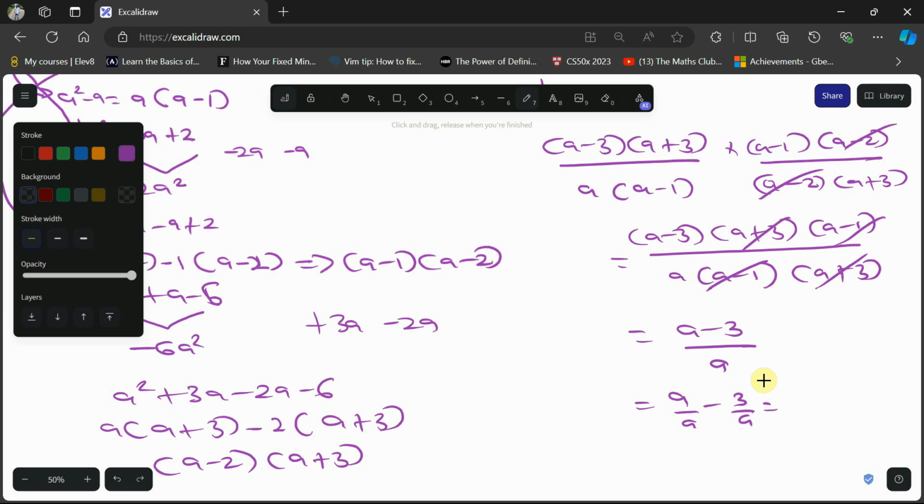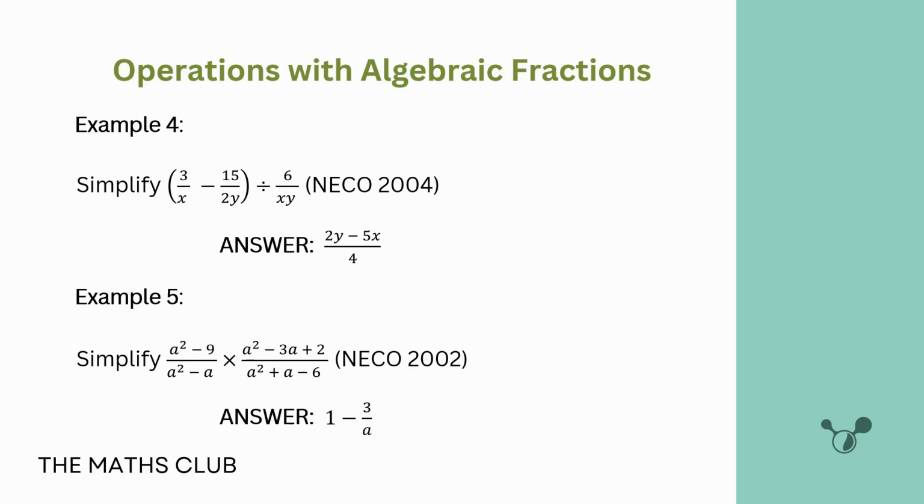This is the same thing. A divided by a is 1 minus 3 over a. So either leave the answer in this form or leave the answer in this form. Any of them is correct. Let's see if our answer is correct. Great. So 1 minus 3 over a.